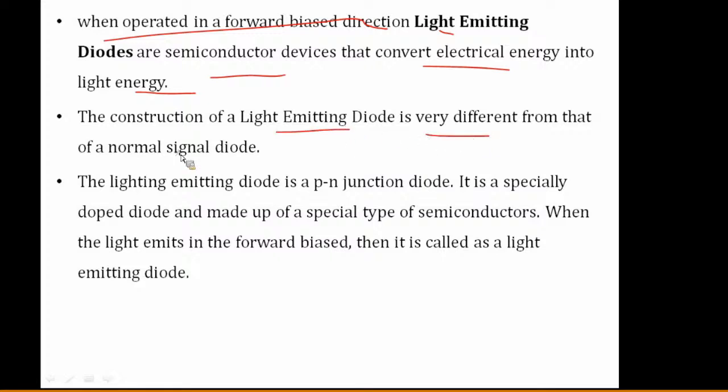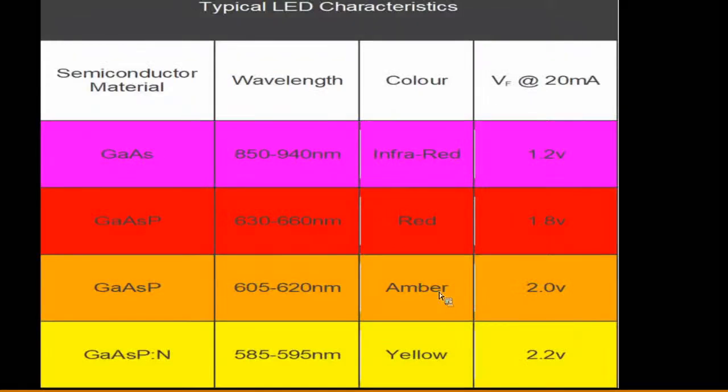The construction of an LED is very different from that of a normal diode. Already I told you, for the normal diode the operation is the same, but the construction is different. The light emitting diode is a simple p-n junction diode. It is a specially doped diode made up of a special type of semiconductor. Depending upon the material and the doping concentration, the type of light is decided. And it emits light only when it is in forward bias, that's why it is called a light emitting diode.